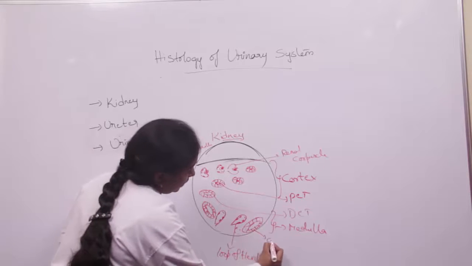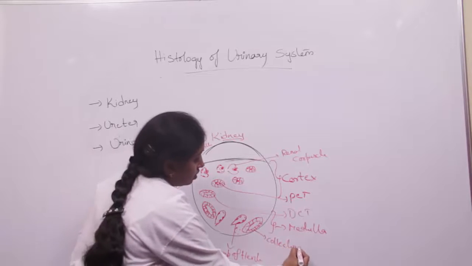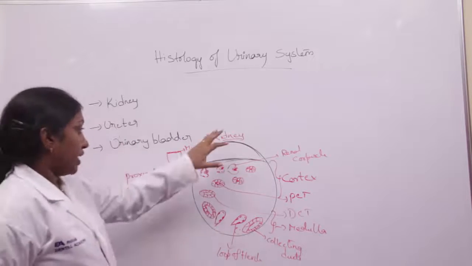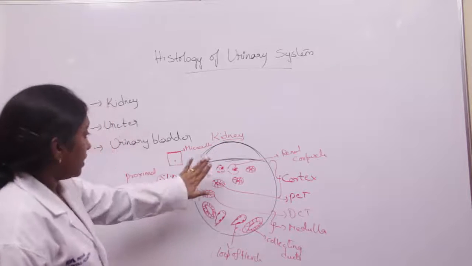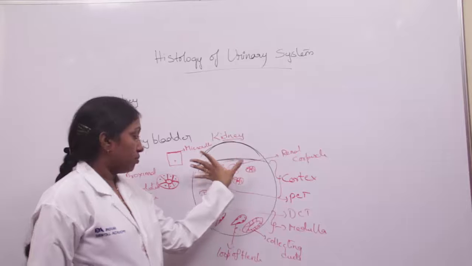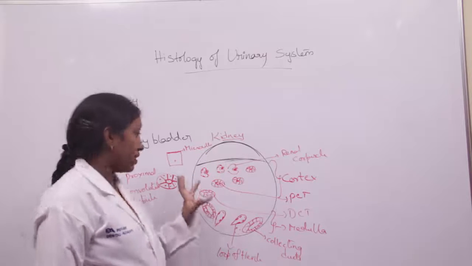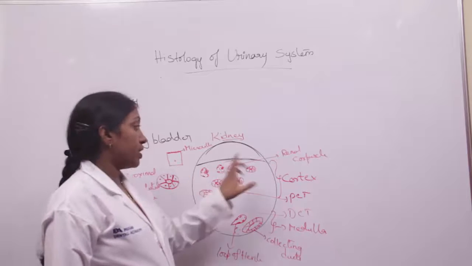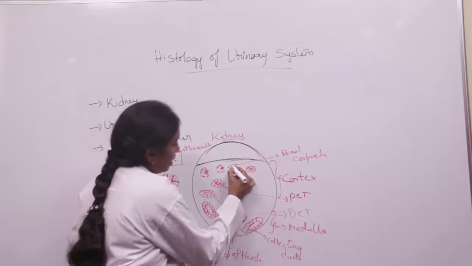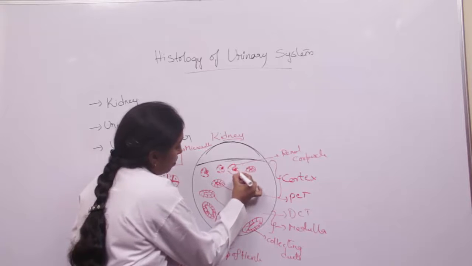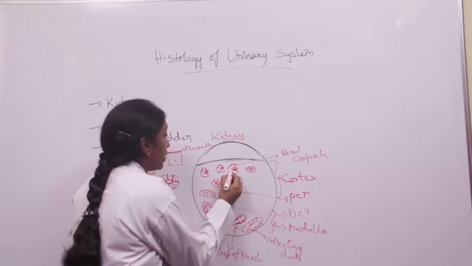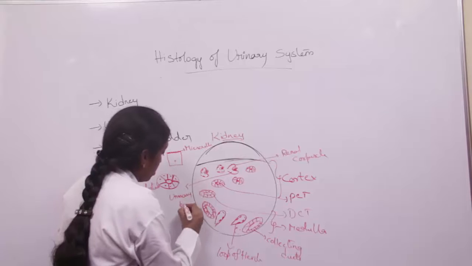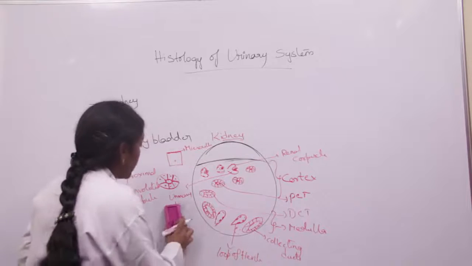So these are collecting ducts. So the kidney is covered by a capsule, and in the cortex you will be able to see the renal corpuscles, that is nothing but the Bowman's capsule and the tuft of capillaries together, which we call the renal corpuscle. The space between the cup-shaped Bowman's capsule, we call the urinary space.